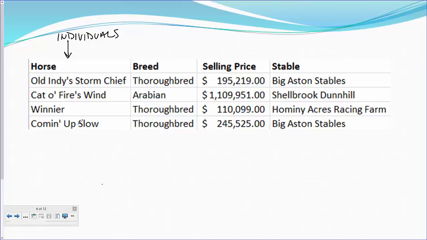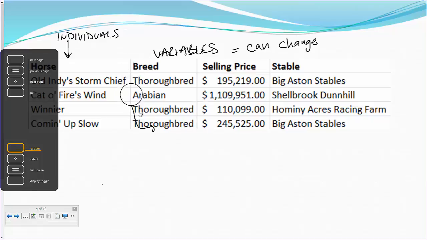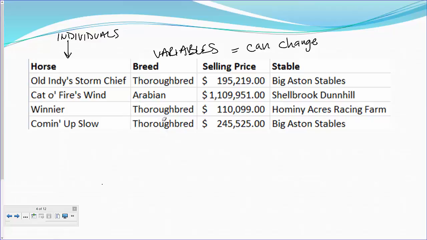When we talk about variables, everything else after that, all the things over here, these are our variables. The reason they're called variables is because they can change. Not every horse is the same breed. Not every horse has the same selling price. Not every horse belongs to the same stable. So that is the idea when we're taking a look at individuals and variables.